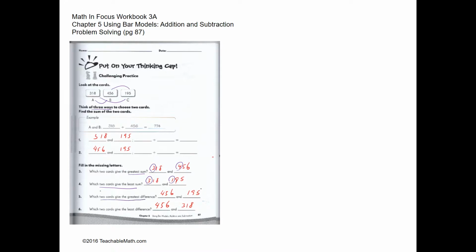Which 2 cards give the greatest difference? So we want to find digits with the greatest difference in the hundredths place. And which 2 cards give the least difference? We want to find cards with the least difference in the hundredths place.